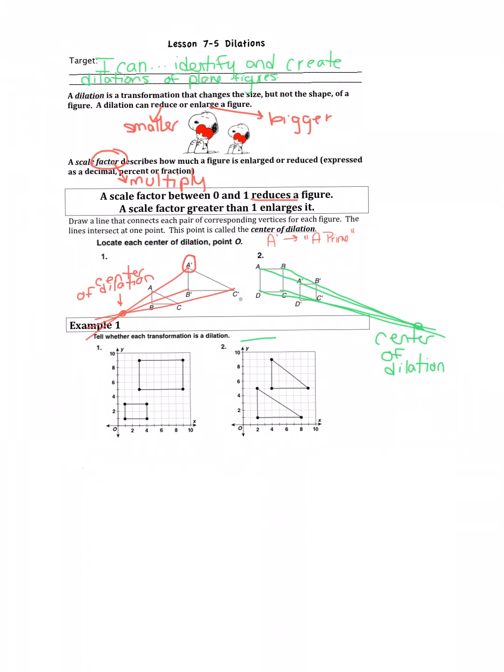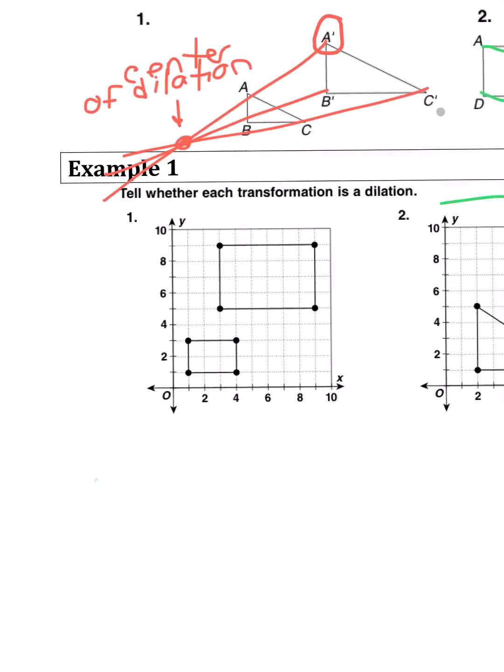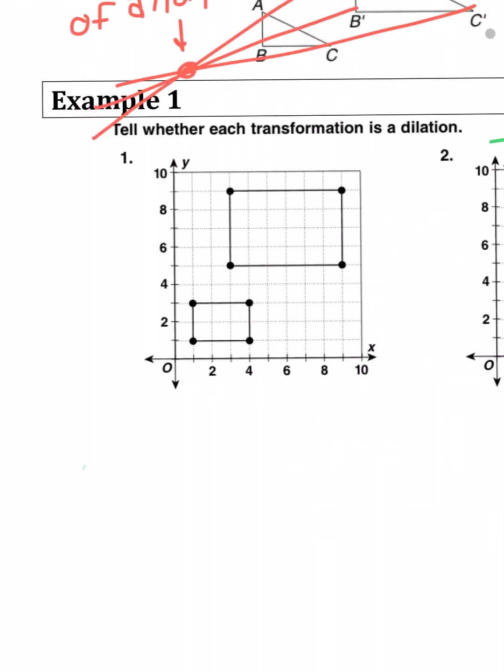Now, a feature of these figures that are dilations, as I mentioned above, is that their side lengths are proportional. So if they're proportional, we know that they're equivalent ratios. So when you see them drawn on a graph here, and we are looking for whether or not it's a dilation, one thing to take a look at is, are the side lengths proportional to one another?